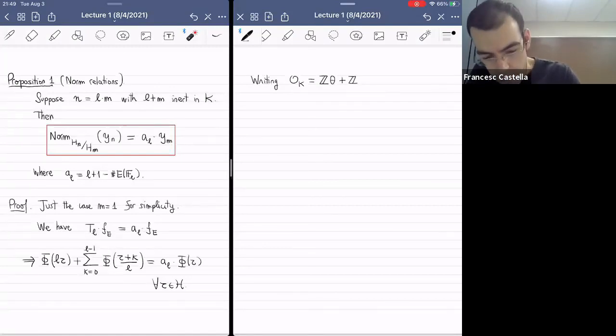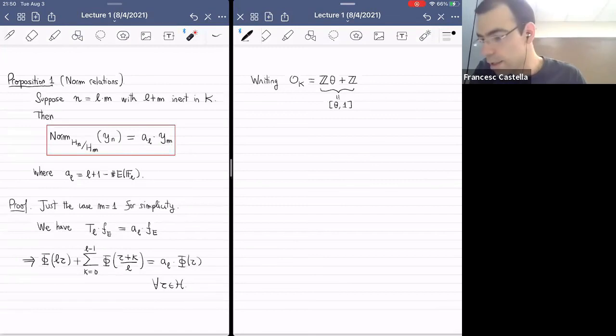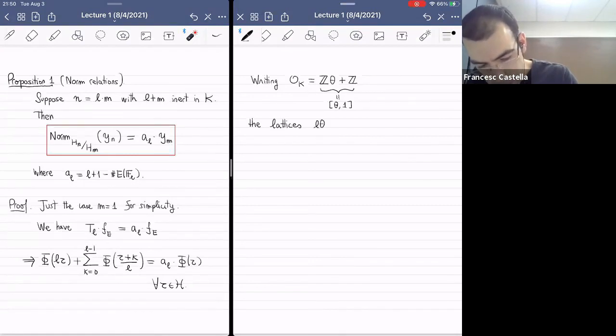Okay, and I'm going to use this notation for the lattice spanned by two elements, the span bracket theta 1. So after this writing, we can write the lattices that appear in this term on the left hand side. These lattices, the one is spanned by L times theta and 1, and the one spanned by theta plus k, comma L, where k is in this range.